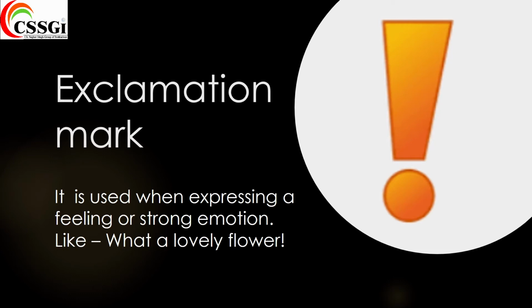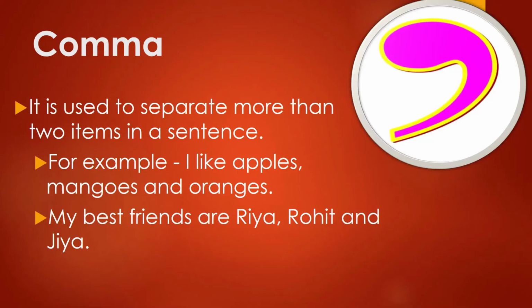Exclamation mark. It is used when expressing a feeling or strong emotion, like what a lovely flower, and then you put an exclamation mark. Comma. Comma is used to separate more than two items in a sentence. For example, I like apples, mangoes, and oranges. Full stop. Next, my best friends are Ria, Rohit, and Jia.